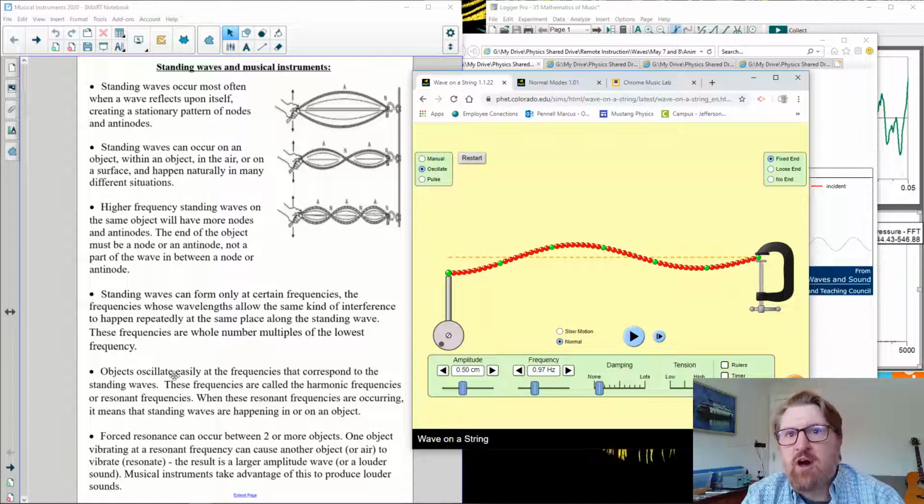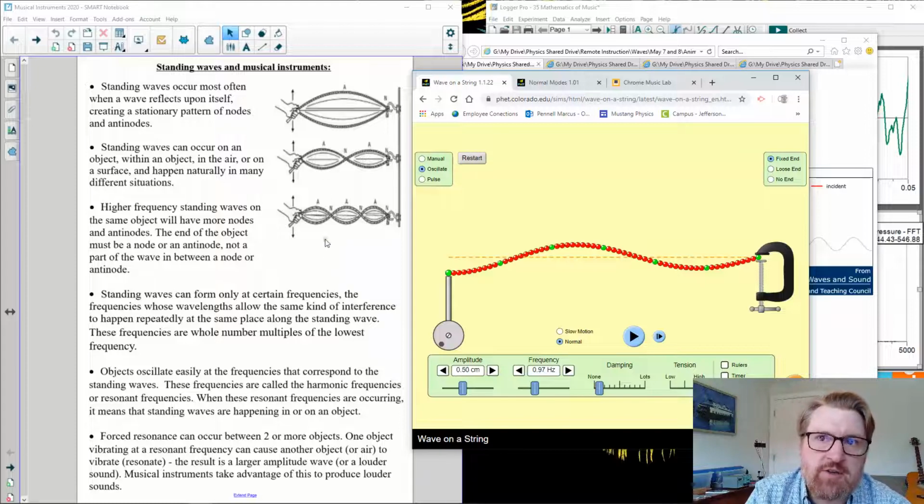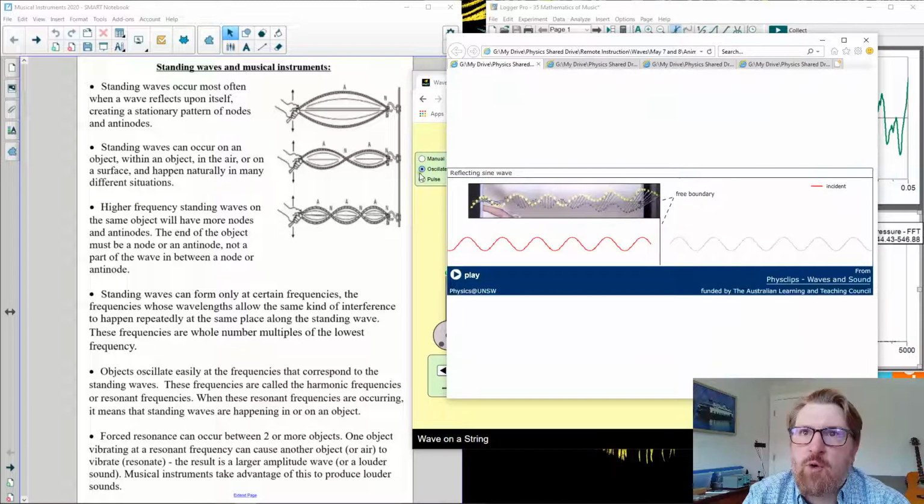So objects oscillate easily at these frequencies that correspond to these standing waves, and we're able to tune strings and tubes of air, which is what brass and woodwinds are, so that they play particular frequencies that we want. All right, so let's talk about incident and reflected waves a little bit more so that we understand how a standing wave actually forms. This is a great little physics clip from some folks down in Australia. Let's push play and watch.